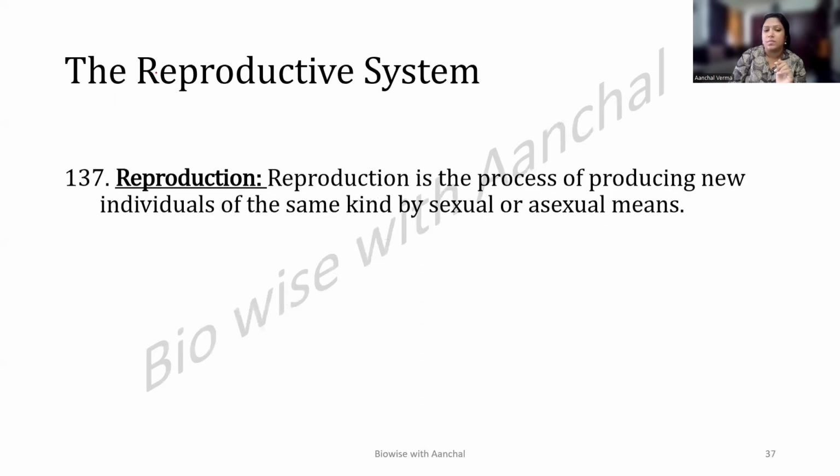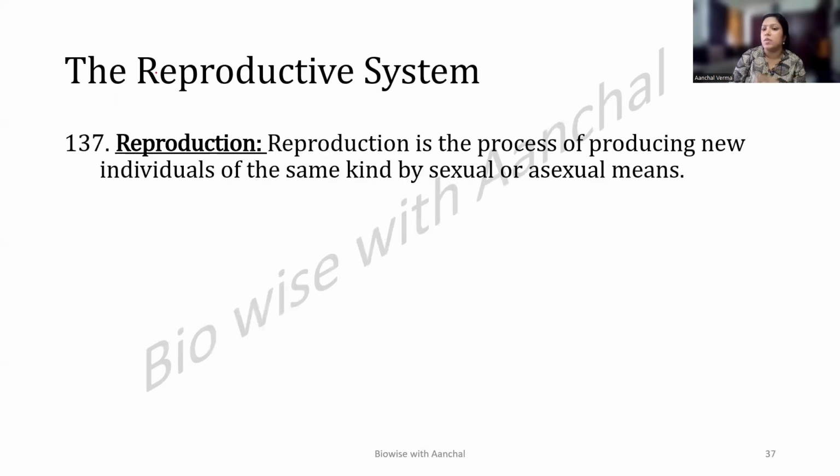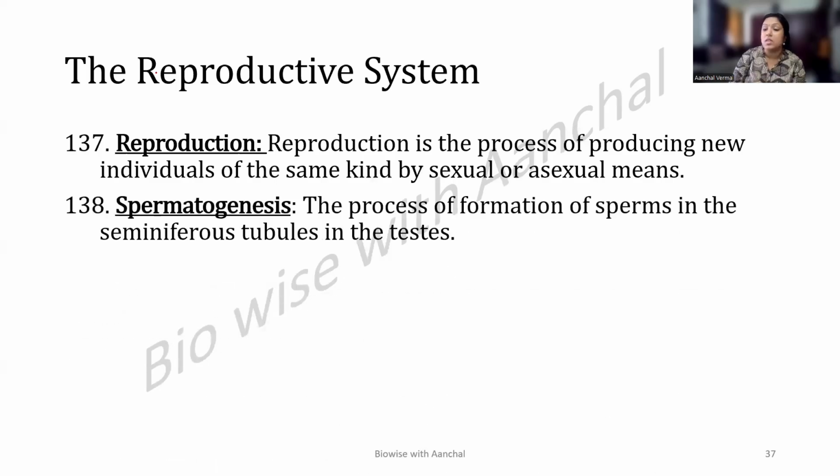The reproductive system. Now, what is reproduction? It is a process of producing new individuals of the same kind by sexual or asexual means. Spermatogenesis. Genesis is synthesis. Spermato is sperm. The process of formation of sperm in the seminiferous tubules in the testis in males is called spermatogenesis.